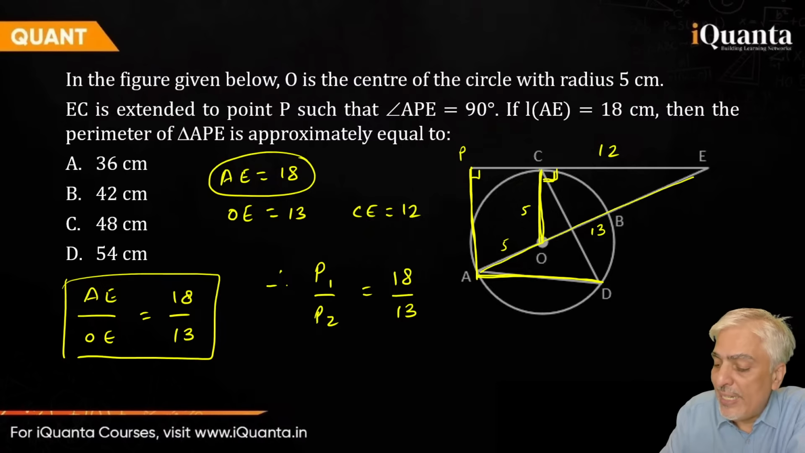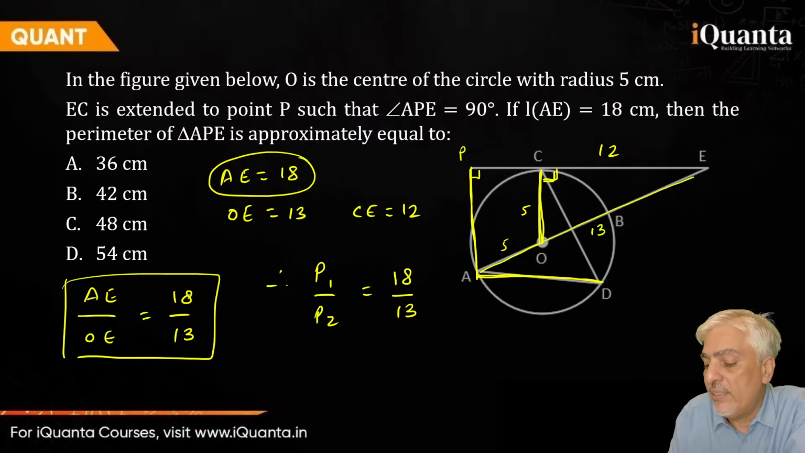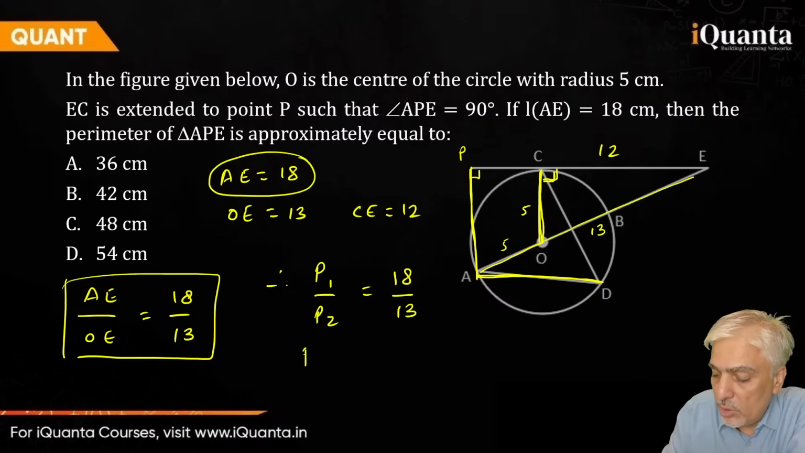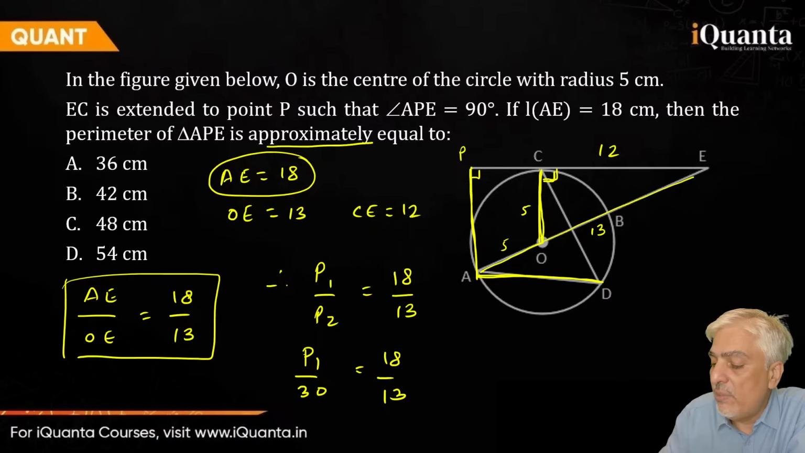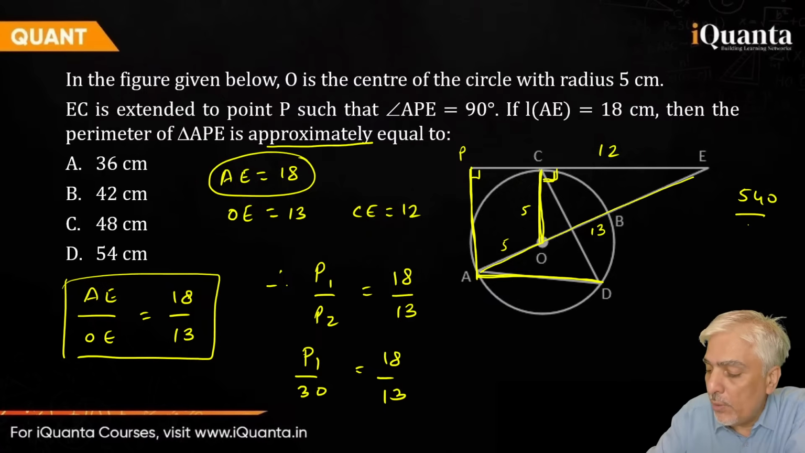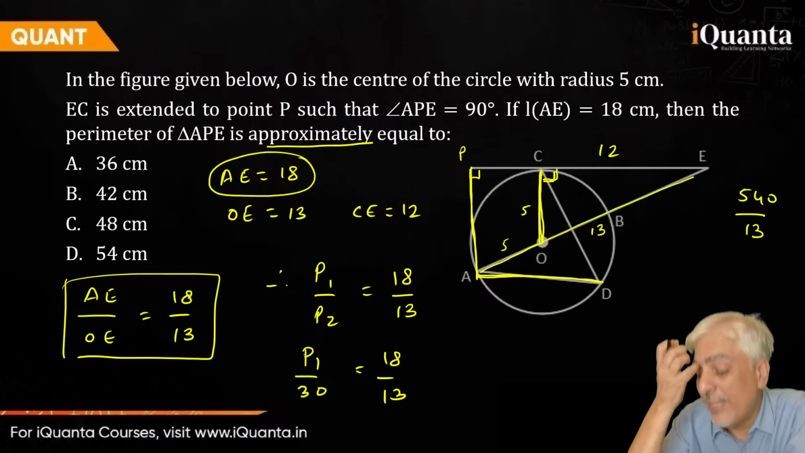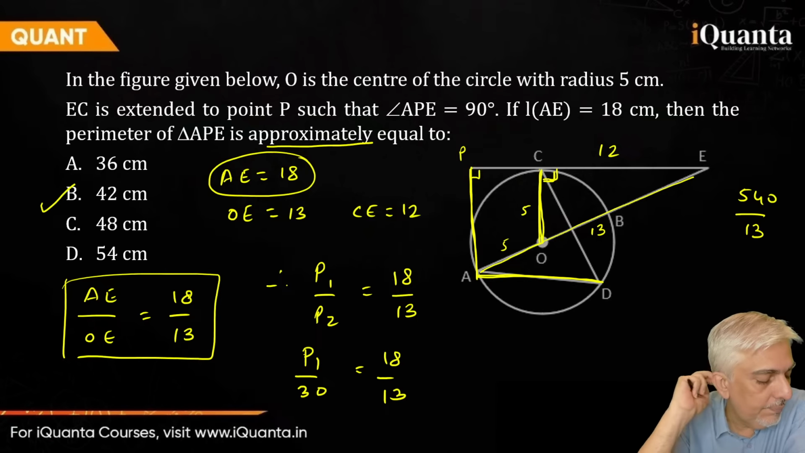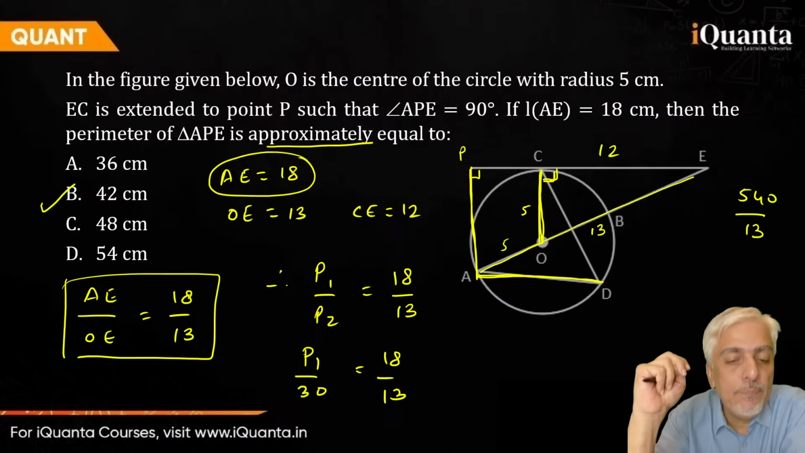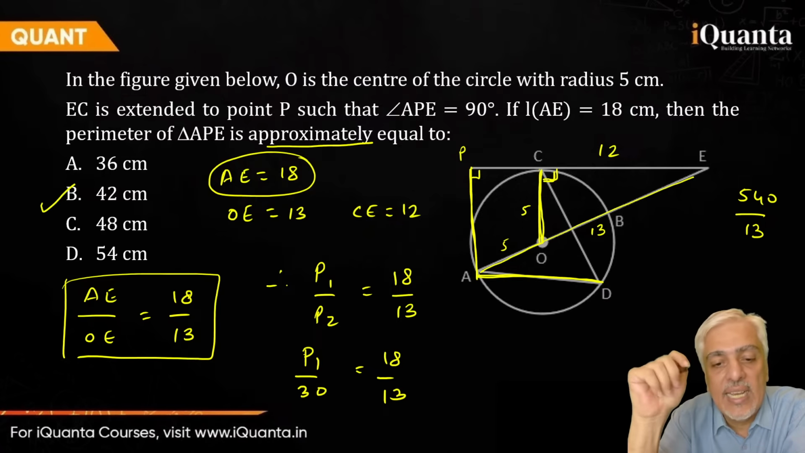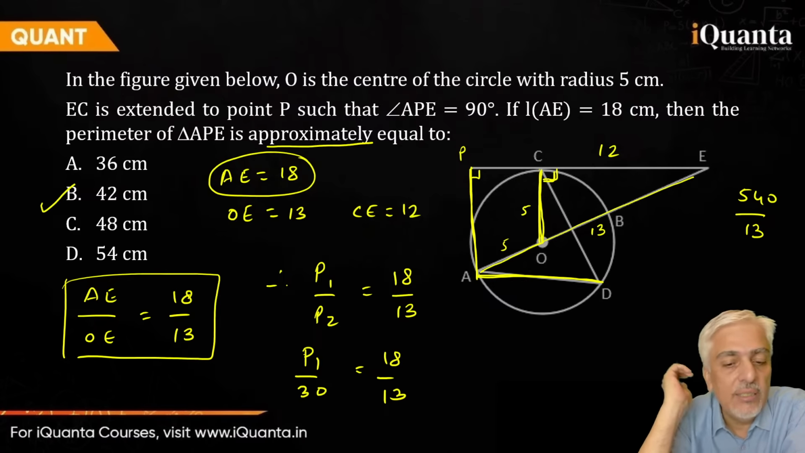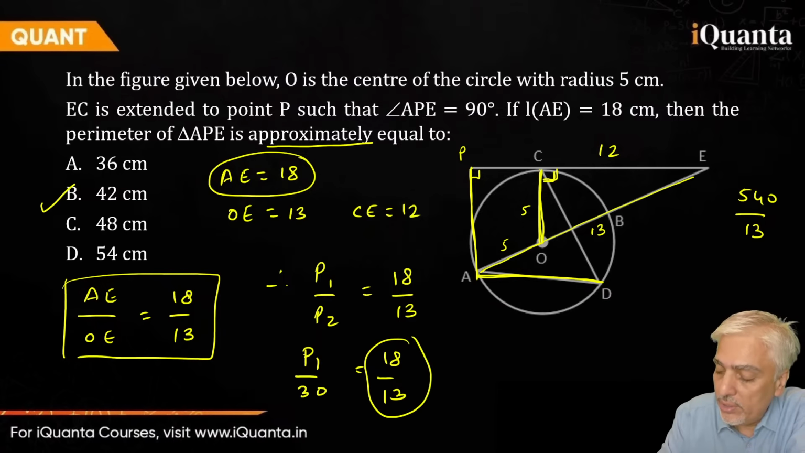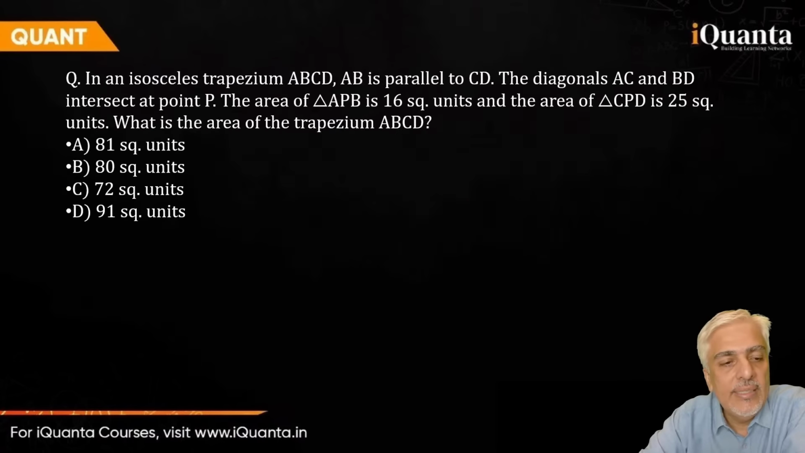Now we know one perimeter: 5, 12, 13. The perimeter is 30. So perimeter upon 30 is 18 upon 13. Read, they have said approximately. So answer will be 540 upon 13. That is more than 40, approximately 42. B option. APE and OCE are similar, and because they are similar, we get that the ratio is also 18 upon 13. Next one.